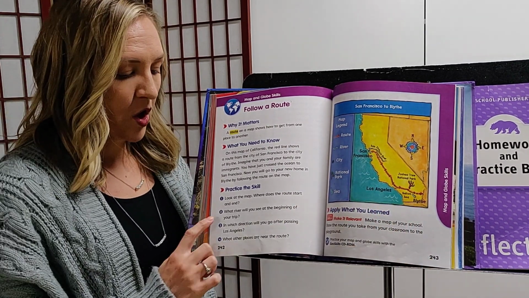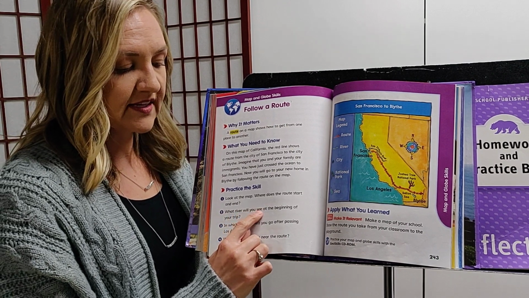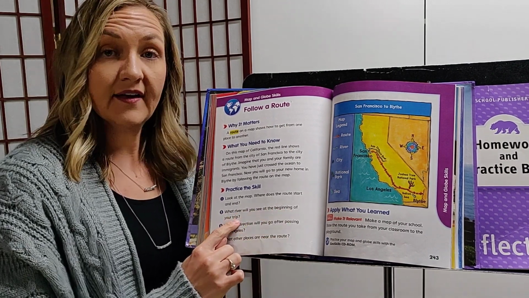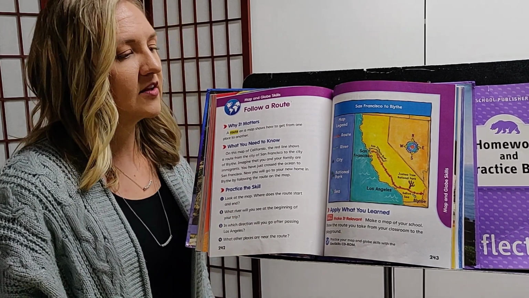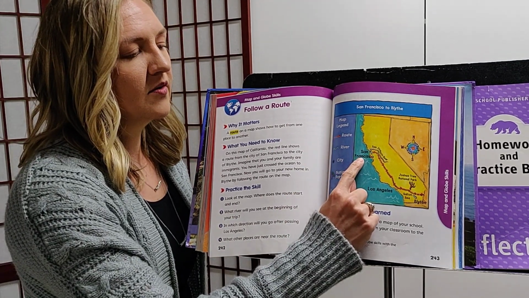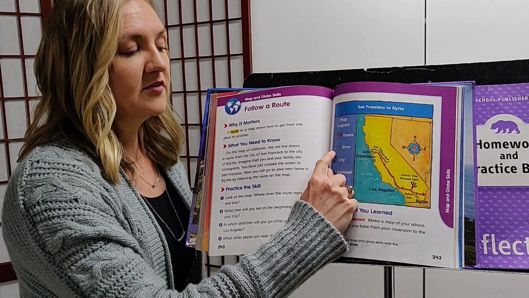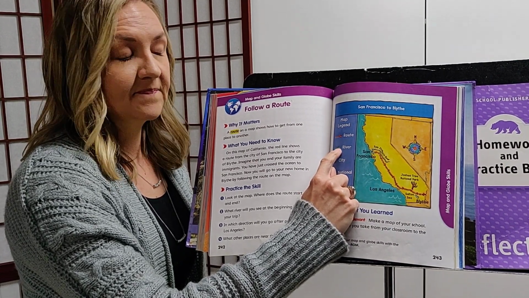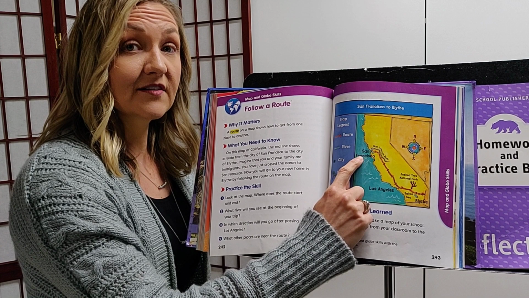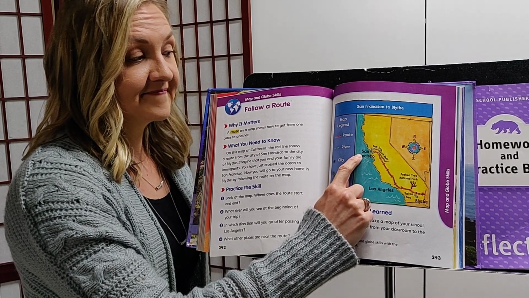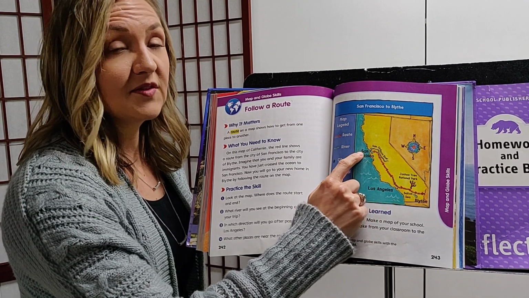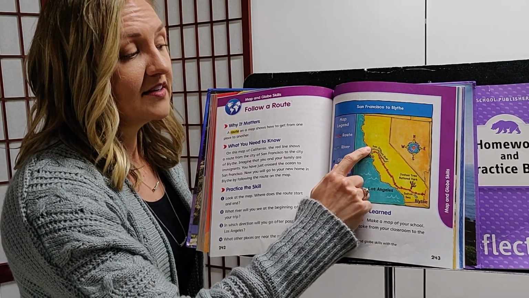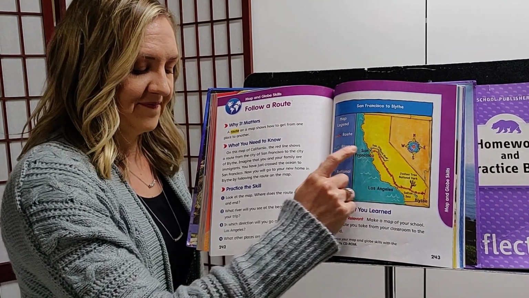Number two, what river will you see at the beginning of your trip? Remember, it starts off in San Francisco. Let's take a look. If we start in San Francisco, we're looking for a river. Rivers are blue wavy lines. Can you find a river that's near San Francisco? You should see it right here. This river, which flows into the San Francisco Bay, is called the San Joaquin River.